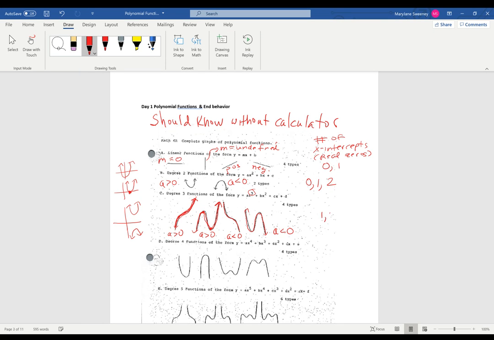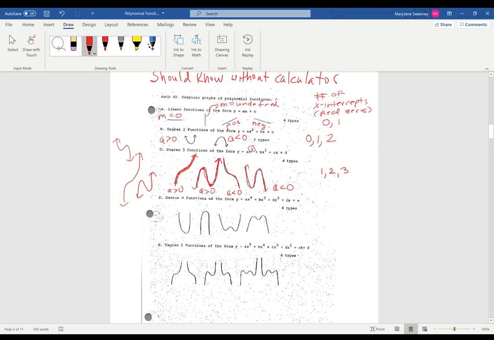And this could have 1, 2, or 3 x-intercepts. So if you think about it, it can't have 0 because this is definitely going to cross the x-axis. If it's going up and down infinitely, somewhere it's going to cross the x-axis, even if it's a little more wiggly in the middle, even if it's falling, that type of thing.